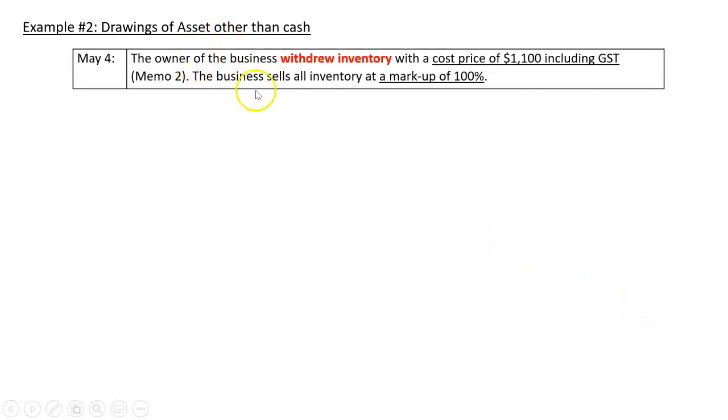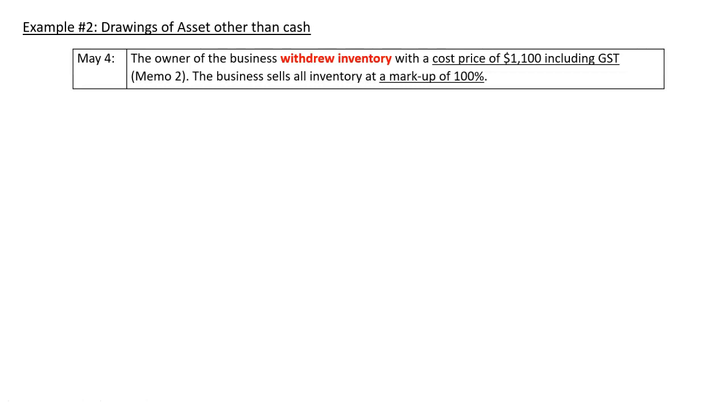All we're going to do now is change one thing. We're going to say instead of cash, it's a drawing of an asset other than cash. So in this case, the owner of the business withdrew inventory with a cost price of $1,100 including GST, memo 2, and the business sells all inventory at a markup of 100%.